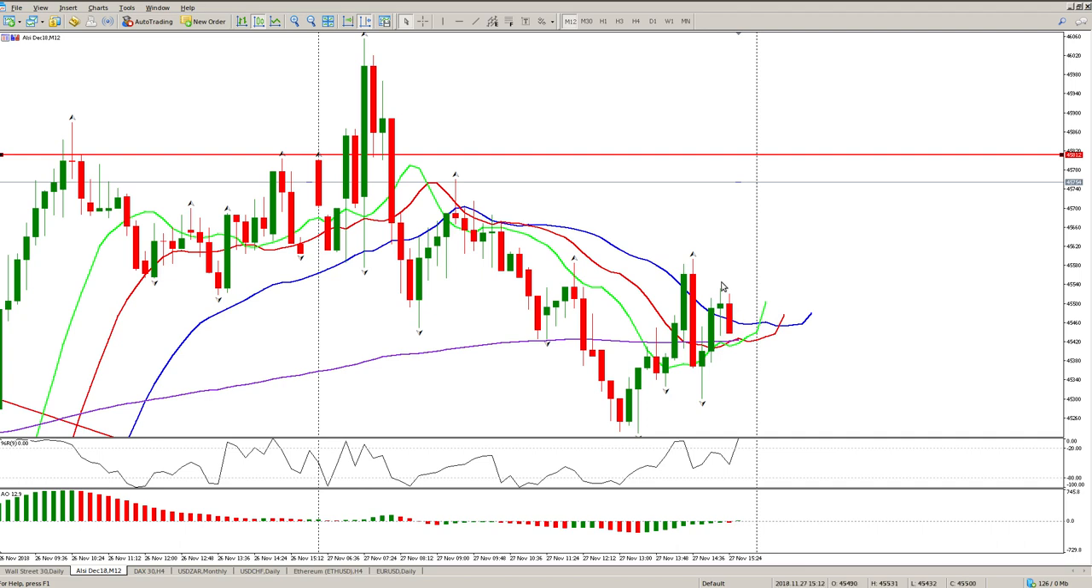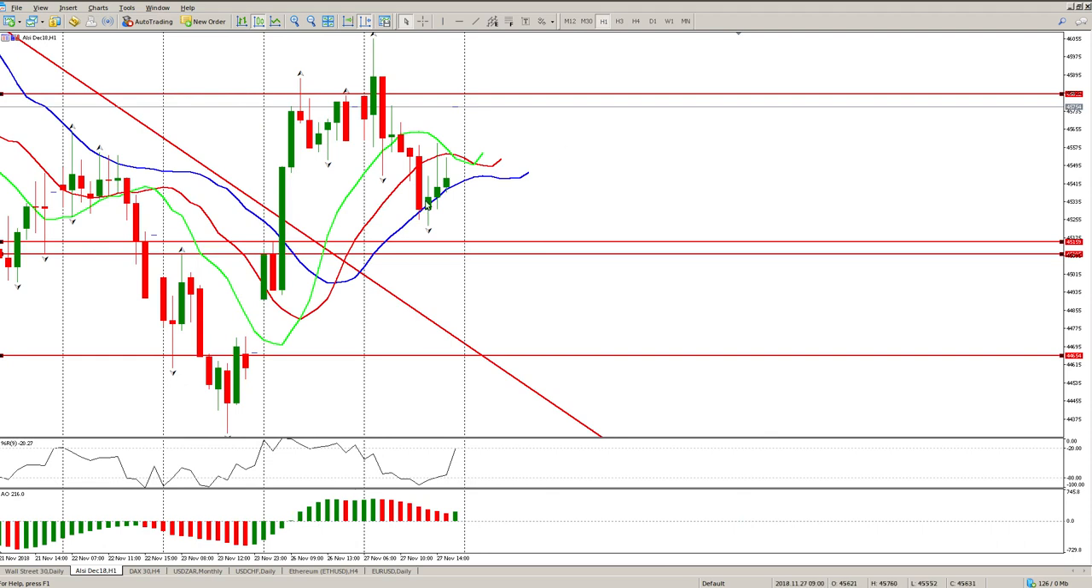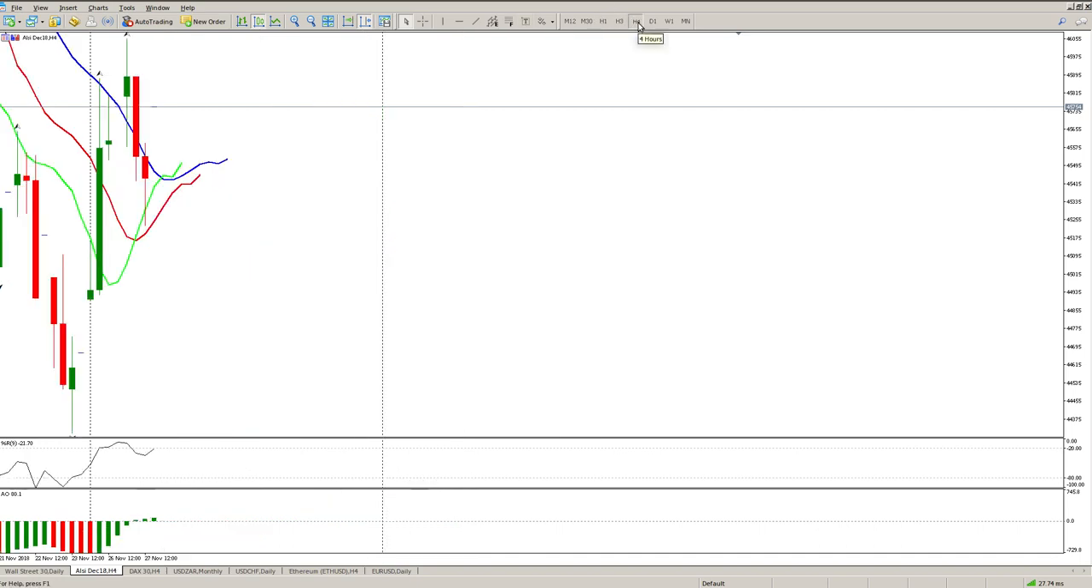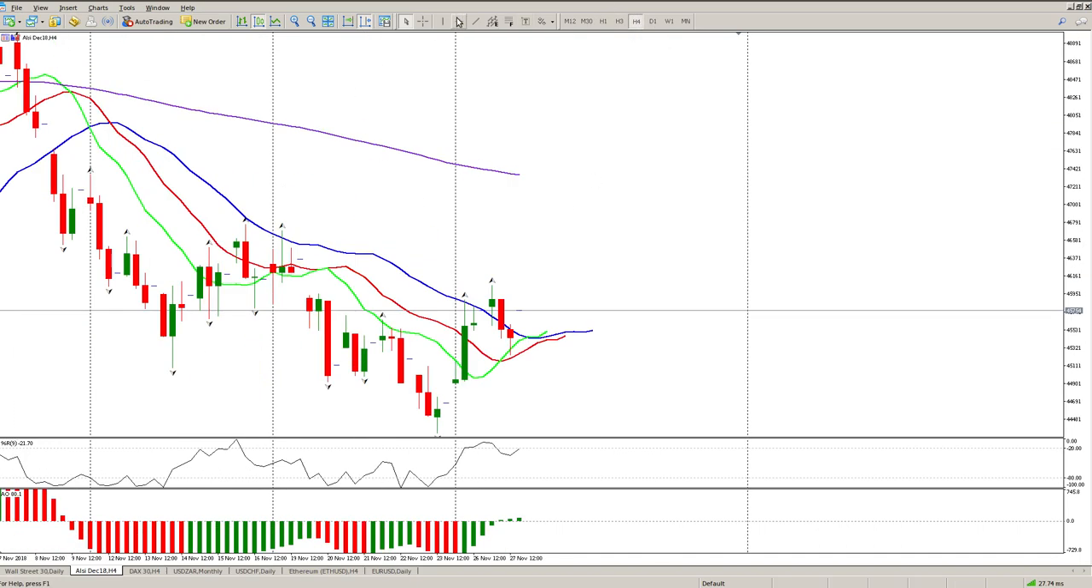So, yeah, I'm pretty much still in two minds here. My bias is for longs, but not from where we are now. I want to see us come off a level. Okay, so before we close off, let's just get some decent 4 hour levels here.